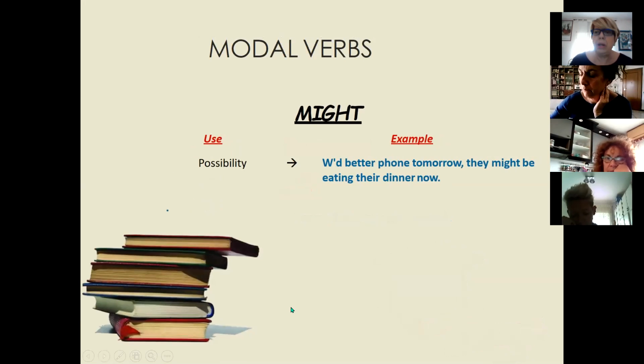What about might, Anna? Might, possibility. With better fun tomorrow, they might be eating their dinner now. They might. It is another possibility, another way of expressing the possibility.